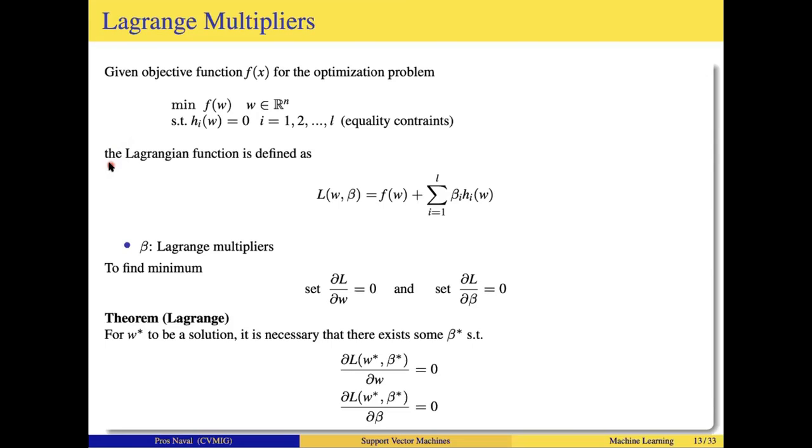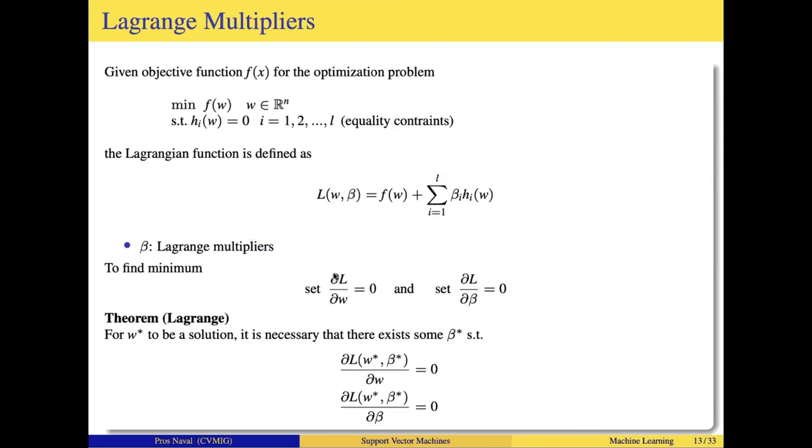Now the Lagrangian function is defined as the following. We define this special function here called the Lagrangian, and it's equal to f of w, our objective, plus the summation of some constants called Lagrange multipliers times our equality constraints. There are L such equality constraints.